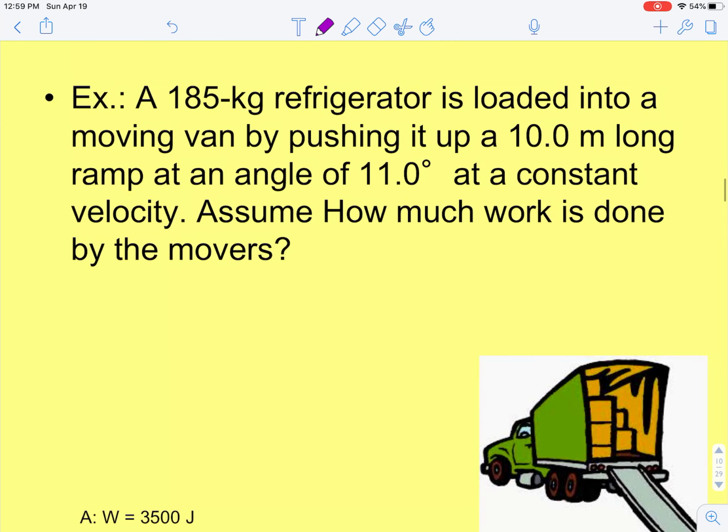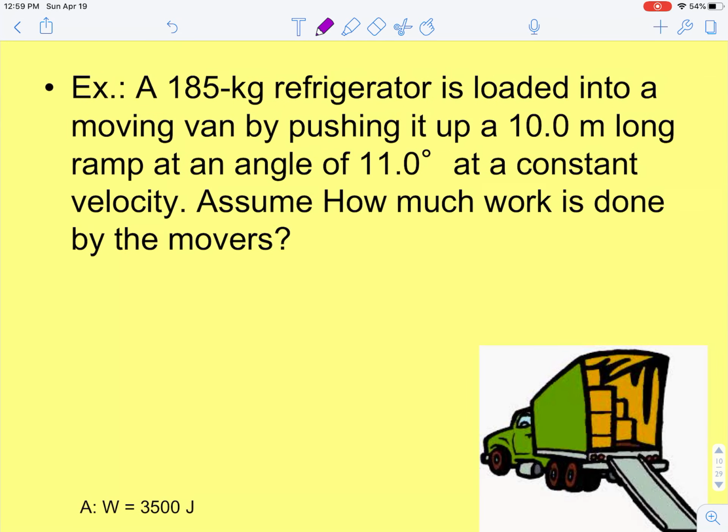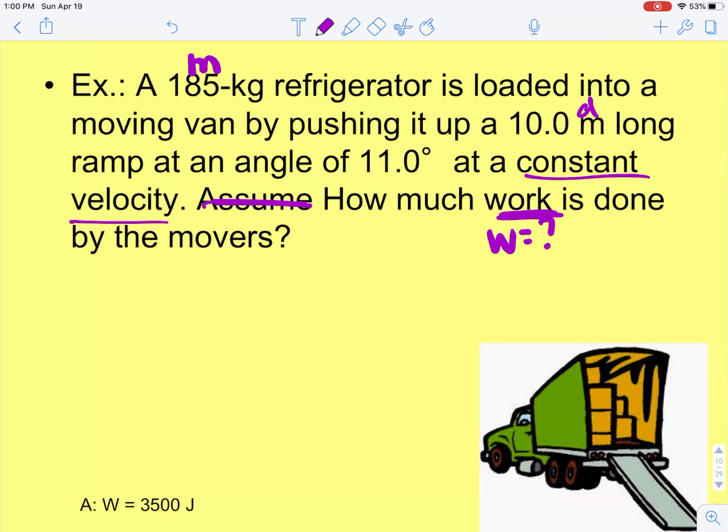So let's try an example of this. This example is going to seem really, really scary, especially when I draw it out. Don't panic. I have a way around it. So a 185 kilogram refrigerator is loaded into a moving van. We should still label stuff we know, be in that habit, by pushing it up a 10-meter long ramp. I'm going to say that's a distance at an angle of 11 degrees at a constant velocity. Still be in the habit of underlining all that. How much work is being done? So we are looking for work.